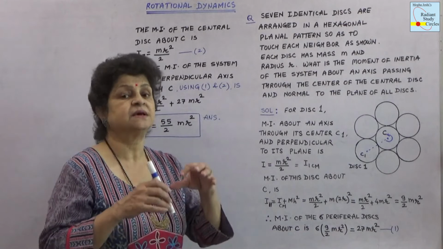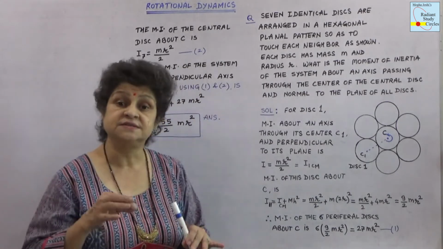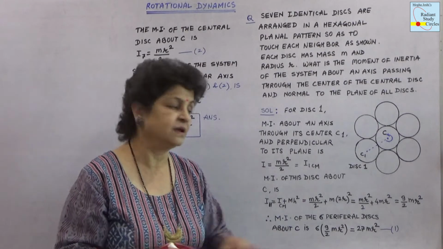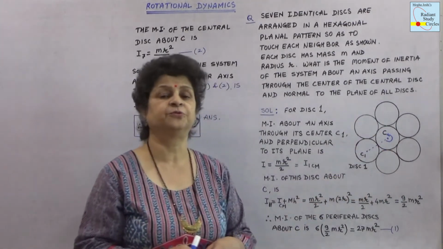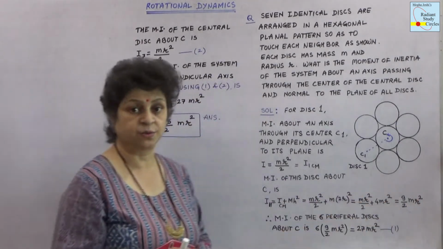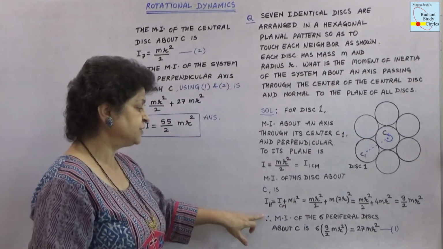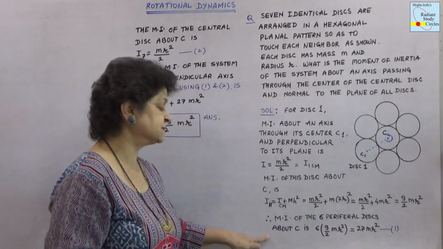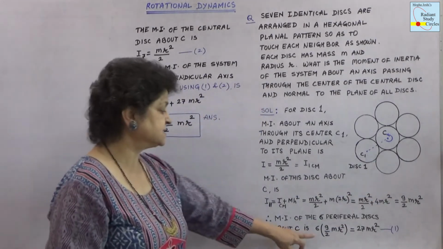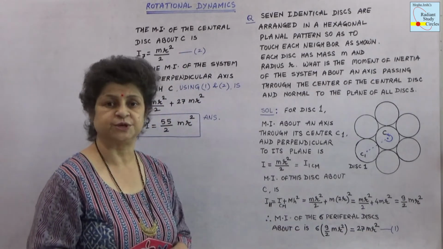So this, friends, is the moment of inertia of the peripheral disk about the center C of the central disk, isn't it? How many such peripheral disks are there? Well, we have 6 such disks, and therefore for each of them the moment of inertia will be 9 by 2 mr square about the axis through C and perpendicular to the plane. Therefore, my moment of inertia of the 6 peripheral disks about C is 6 times 9 by 2 mr square. That is equal to 27 mr square. Very easy to calculate. Let this be our equation number 1.